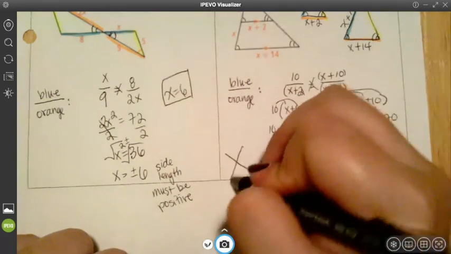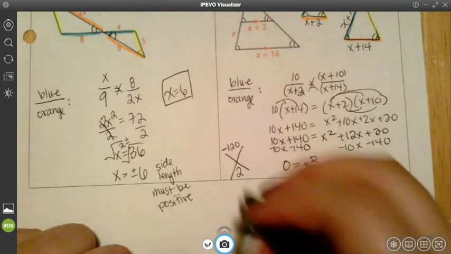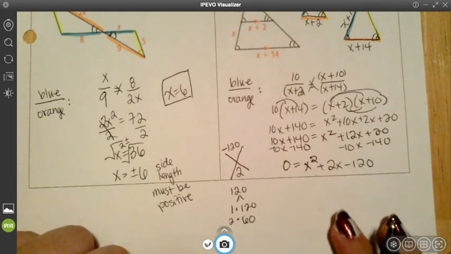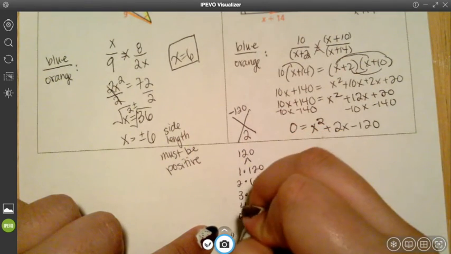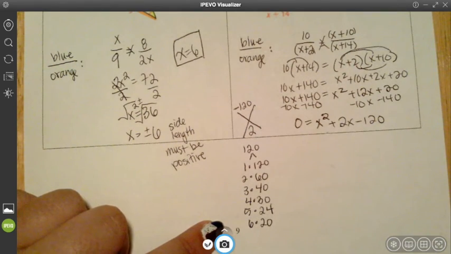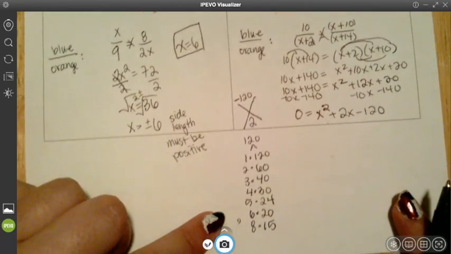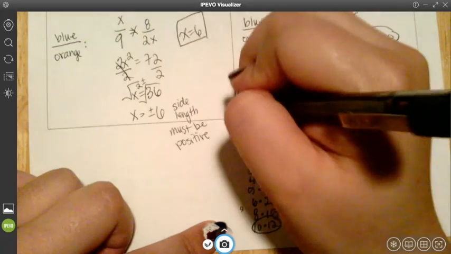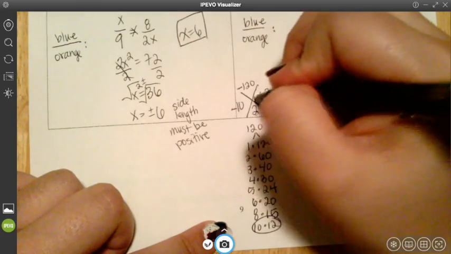So I need to find two numbers that multiply to negative 120 and add to 2. Again, I'm going to do a factor list. 1 times 120, 2 times 60, 3 times 40, 4 times 30, 5 times 24, 6 times 20, no 7, 8 times 15. I'm looking for it to have a difference of 2. 9 does not work. 10 times 12 works. 10 and 12. The bigger one should be positive. So this is negative 10 and positive 12.